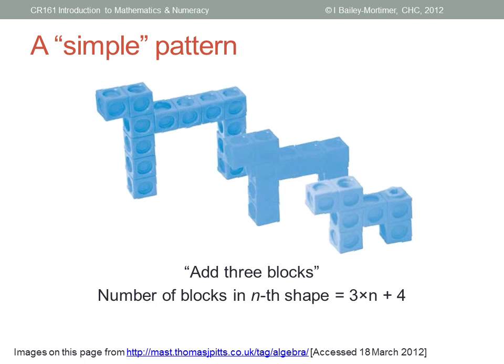Or backwards, what's the biggest pattern I can make with 80 blocks? 80 minus 4 is 76, divided by 3 is 25, remainder 1. With 80 blocks, I can build the 25th shape, and I'll have one square block left over. Much better than the first rule.